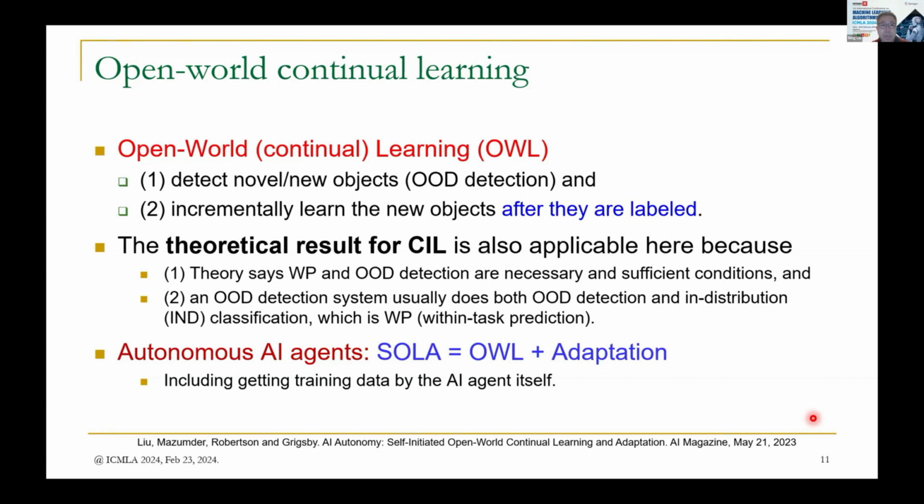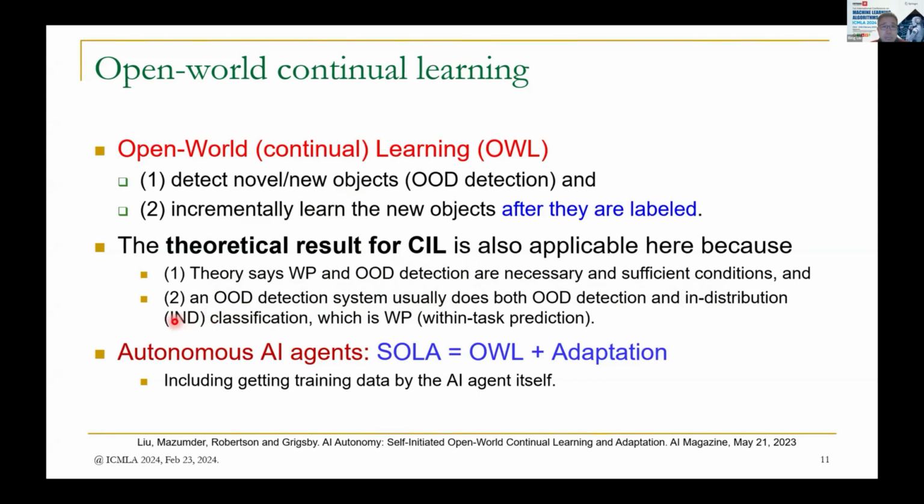In this case, we want the system to be able to do all these things autonomously by itself. So in terms of theoretical results in learning, the previous theory can be applied here, because the out of distribution detection is already covered in the previous theory, and the incremental learning is also completely covered. The theory says WP and OOD detection are necessary and sufficient conditions for CIL. And then the OOD detection usually does both OOD detection and in-distribution classification.